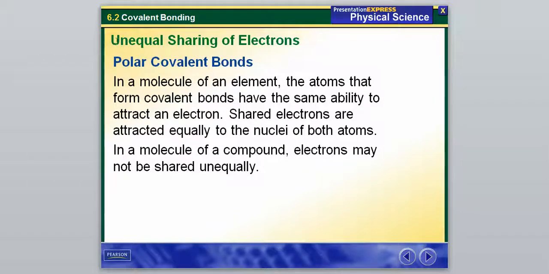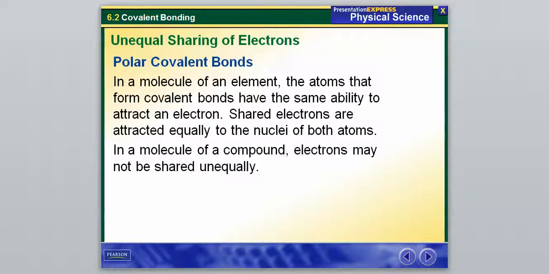Polar covalent bonds are what we're going to start with, because it's when electrons are shared unequally. In a molecule of an element, the atoms that form covalent bonds have the same ability to attract an electron, so shared electrons are attracted equally to the nuclei of both atoms, and electrons are not shared unequally. I'm sorry, this would technically be describing a nonpolar bond. This is basically the characteristics of something that's not a polar bond: the atoms have the same ability of attraction, the electrons are shared equally by both nuclei, and the electrons are not shared unequally. That is a nonpolar covalent bond, the opposite of a polar covalent bond.